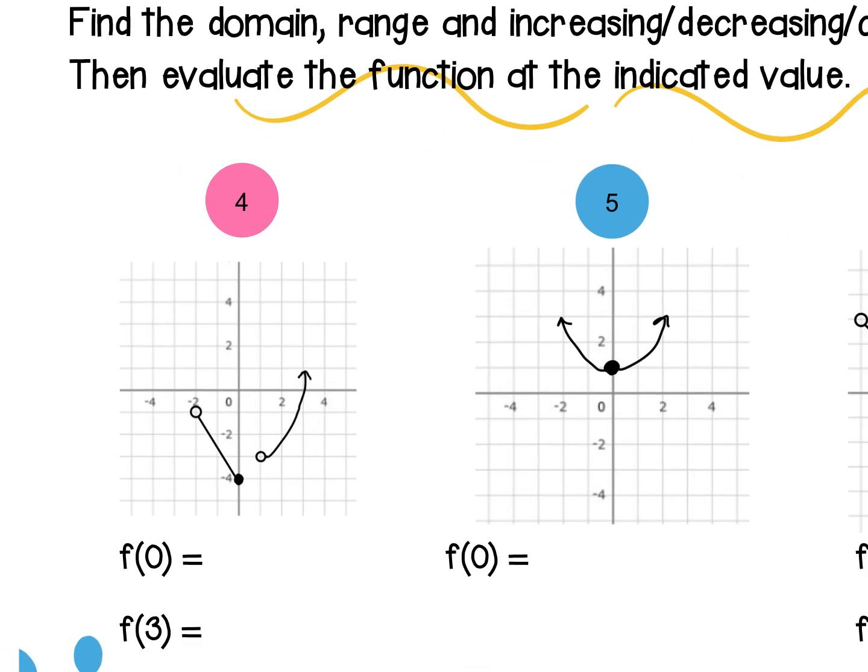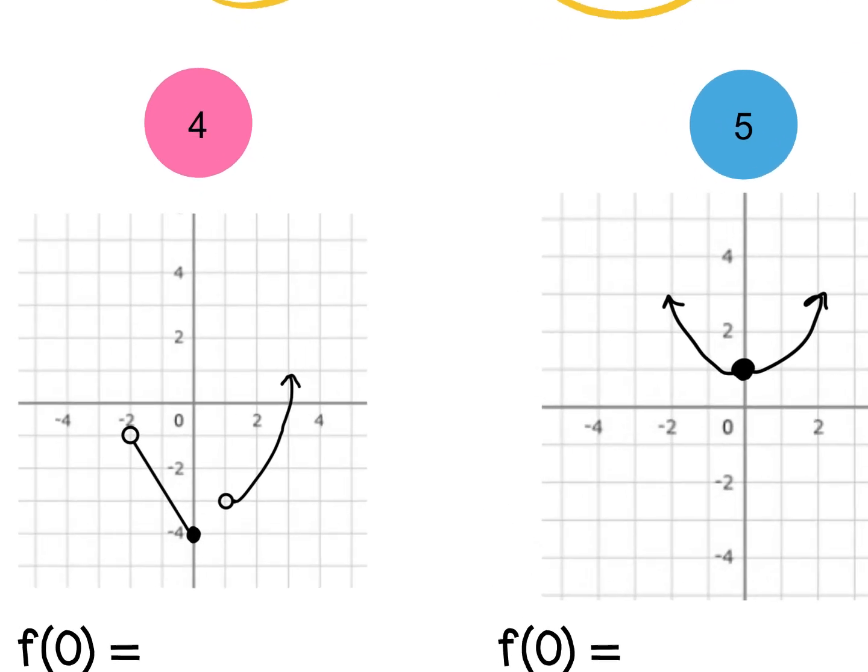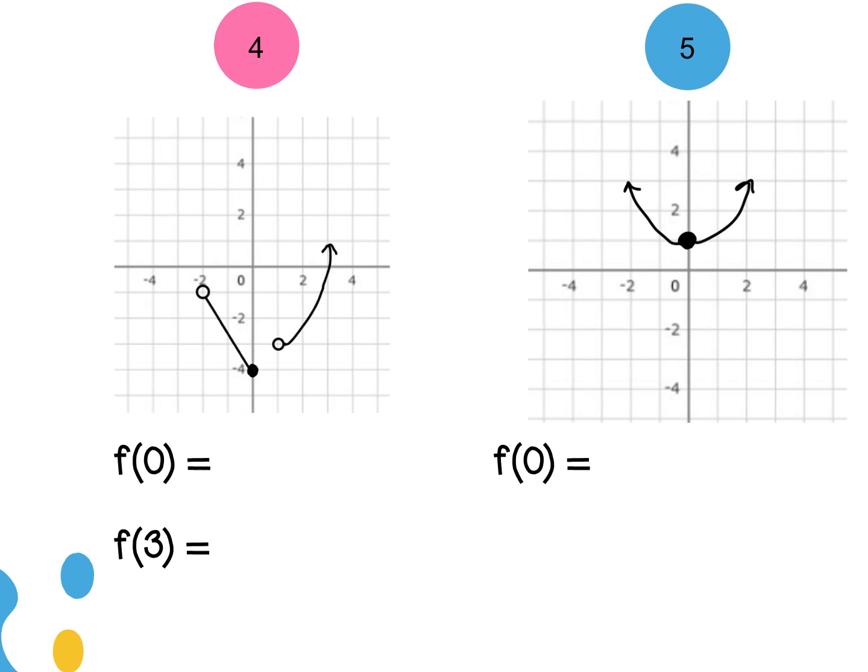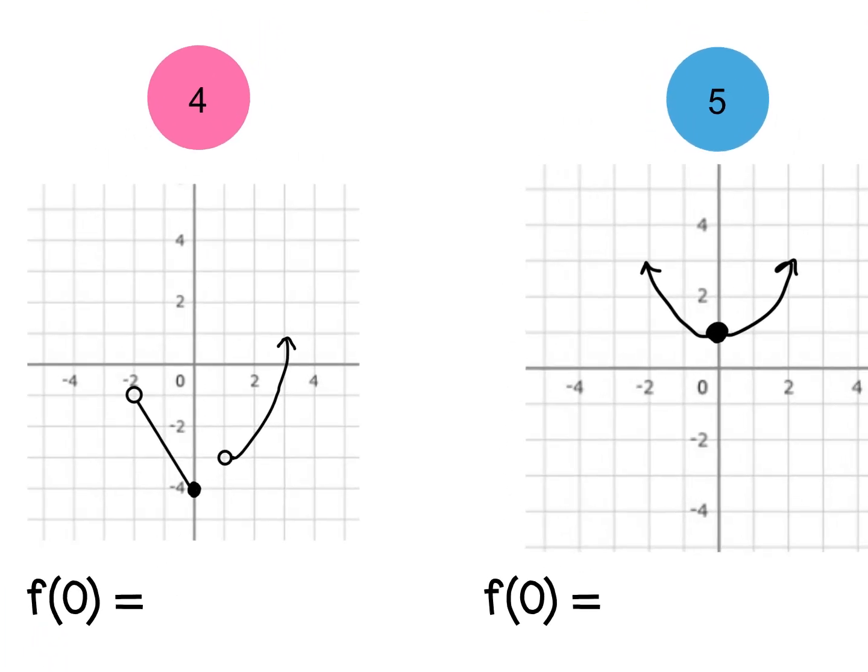We're still going to find everything that we found on the last slide: domain, range, increasing, decreasing, constant behavior. And now we're going to evaluate the function at the indicated value. So first, let's start with just domain and range. I'll write that over here. I'm going to write D for domain, and I'm going to abbreviate it.